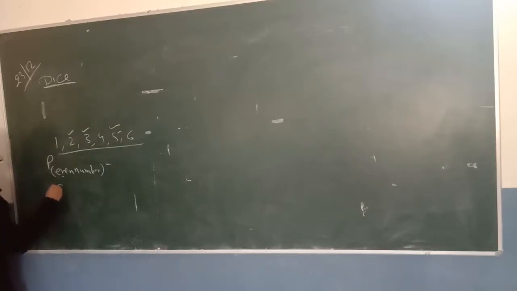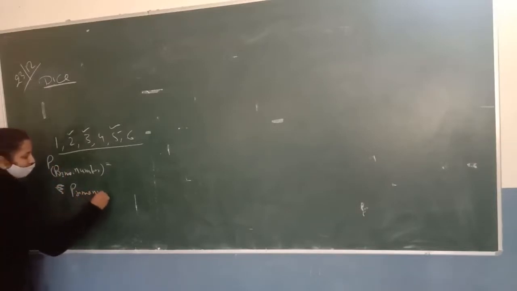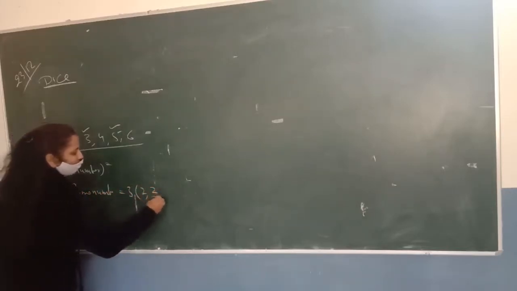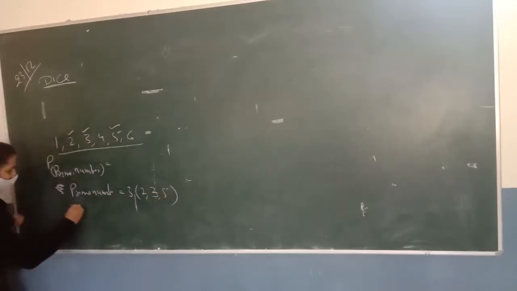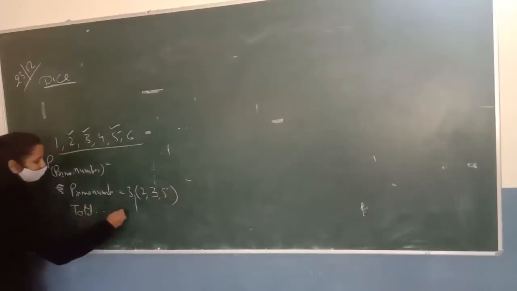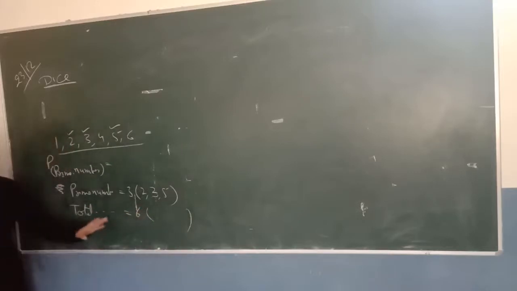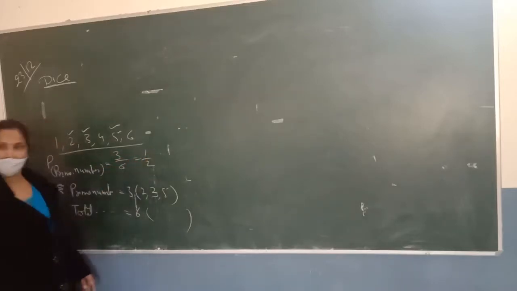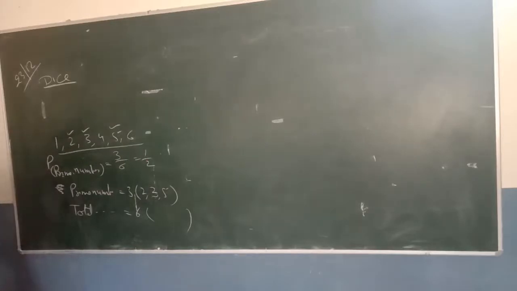You will write the prime numbers. Sorry, I wrote even, I was saying prime. Prime numbers are equal to 3: there are 2, 3 and 5. And then you will write the total outcomes. Total outcomes are 6, and you will write all the 6 outcomes here. Then write the formula for finding the probability, and then write 3 upon 6 equal to 1 upon 2. So this is the right method to write the answers of probabilities.